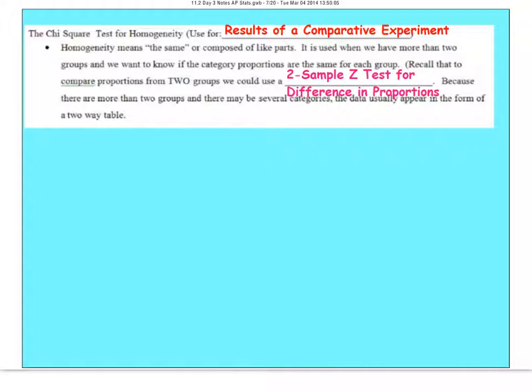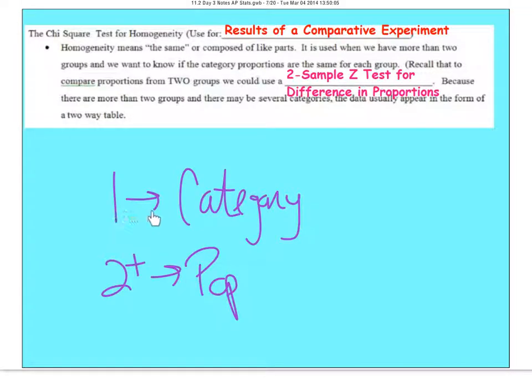Now, one thing to make note about the chi-square test for homogeneity. Remember that this test is all about analyzing one category, such as color, and 2 or more populations. Well, this test sometimes can be done a different way. The homogeneity just means the same or composed of like parts. So it's used when we have 2 or more groups, and we want to know if the category proportions are the same for each group.